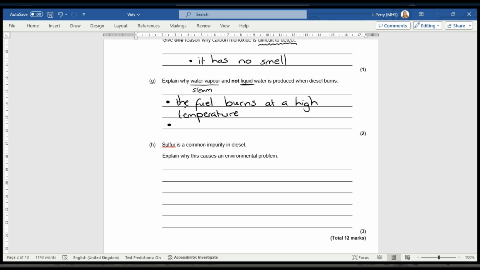So the fuel burns at a high temperature, higher than the boiling point of water.